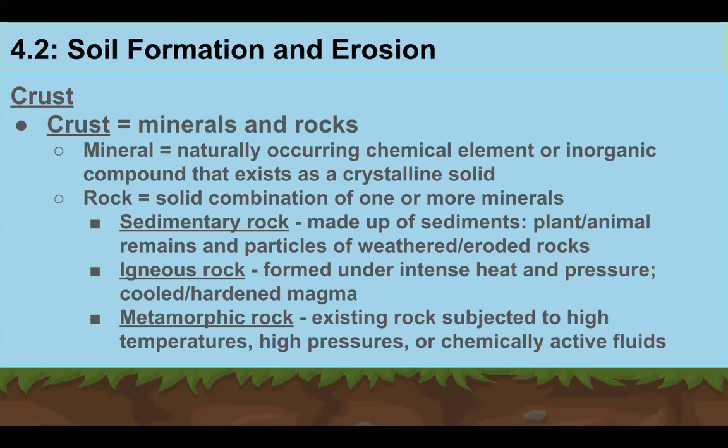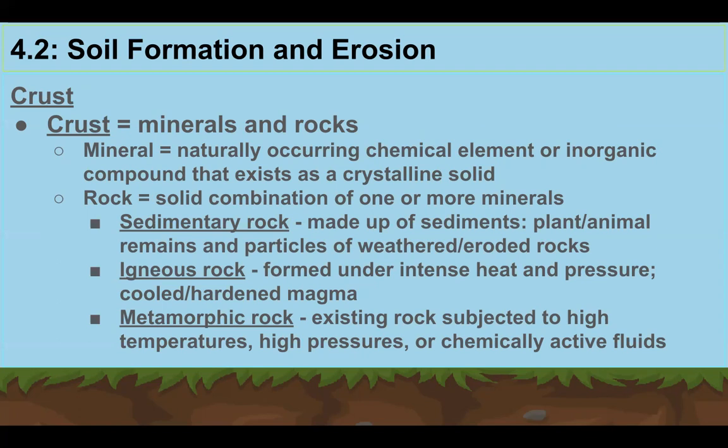A sedimentary rock is a rock that is made up of many sediments that have come together to form the rock. And plant and animal remains can become part of sedimentary rock too. So it's really just a big conglomerate of all of these sediments together. An igneous rock is formed from magma. So it is magma that is cooled and hardened. It started as liquid magma that had then cooled and hardened.